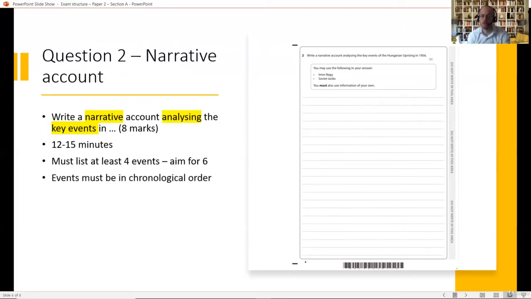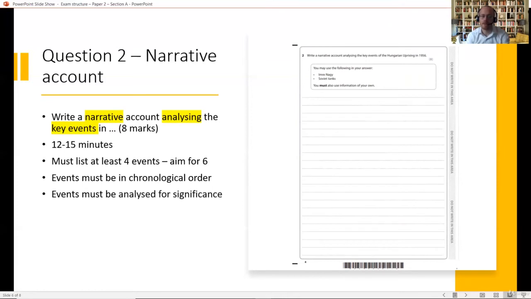Okay, so if, like the question on the slide, it mentions the Hungarian Uprising, if you mention the invasion before the causes of the invasion, then that's not in chronological order, and you're going to be capped at 4 out of 8 marks. 4 out of 8 marks is 50%. That puts you on a level 5. Okay, so you want to be getting more than that.